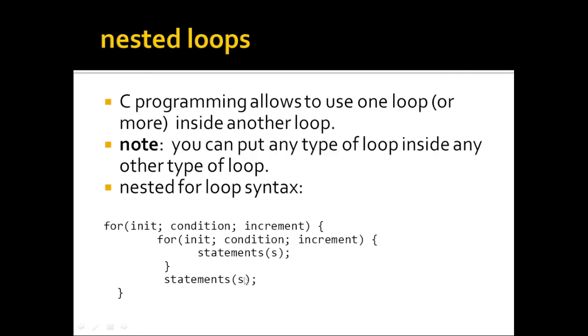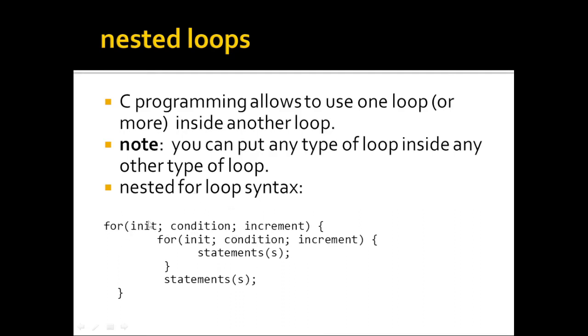Nested loops in C programming allow the use of one loop or more loops inside another loop. Note, you can put any type of loop inside any other type of loop. But the syntax I'll be showing here will be showing you the nested loops with the same types of loops. So first we have the nested for loop.